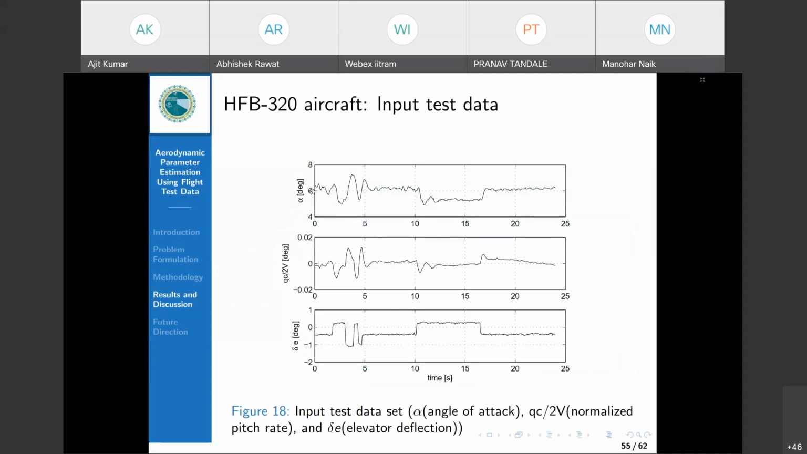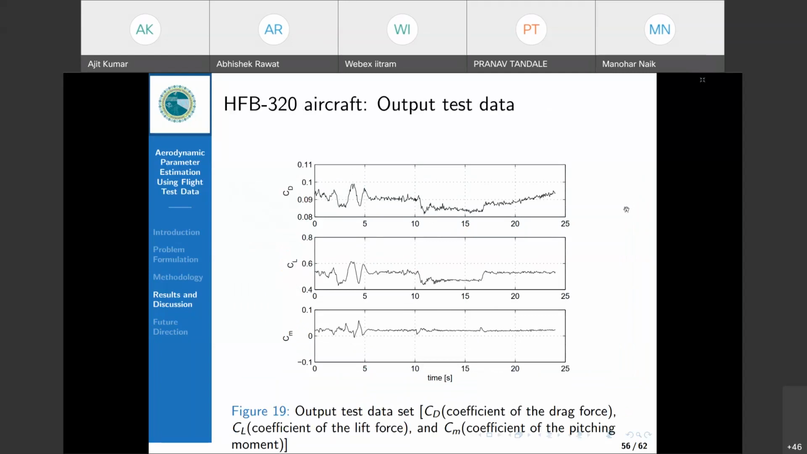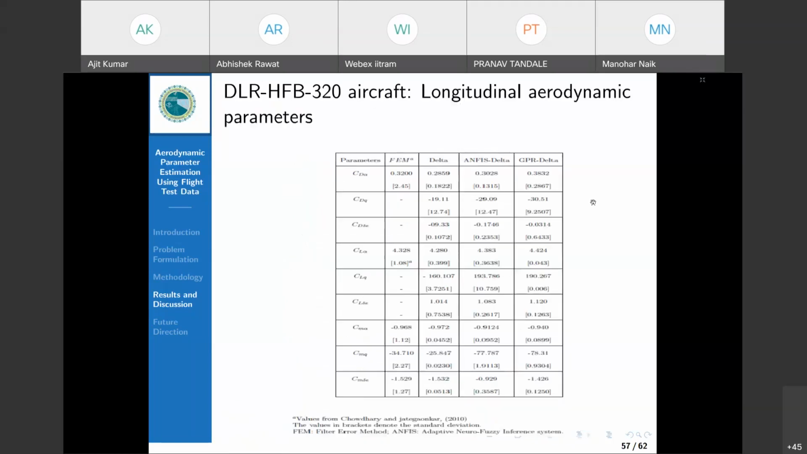With this data, you can see this is again flight test data, and we have segregated it as input and output test data. Input data is again angle of attack, normalized pitch rate, and elevator deflection. Now you see that whatever deflection has been performed, the data is also following that. After that, I also included drag coefficient to complete the exercise. So CD is the drag force coefficient, CL is the lift force coefficient, and CM is the pitching moment coefficient. Now we have a set of input data and output data, and we are again ready to implement the algorithm.